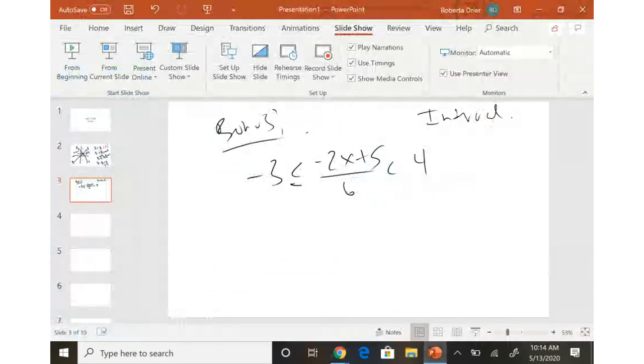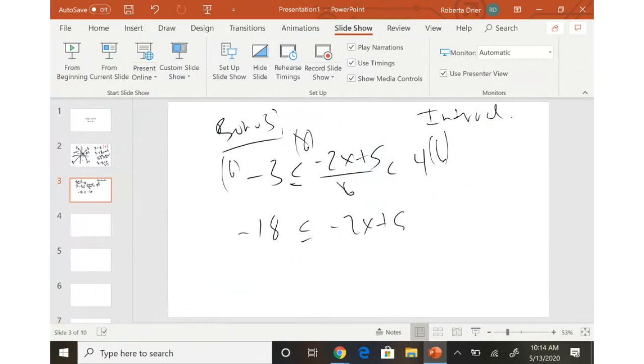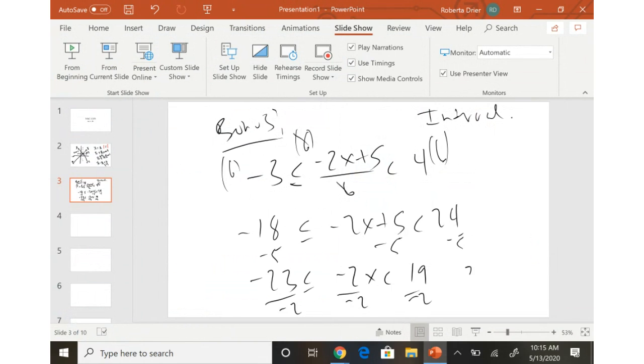We're going to multiply by 6. We're going to get negative 18 is less than or equal to negative 2x plus 5, which is less than 20. We're going to subtract 5. We're going to get negative 23 is less than or equal to negative 2x, which is less than 15. We're going to divide by negative 2. We're going to get 23 over 2.